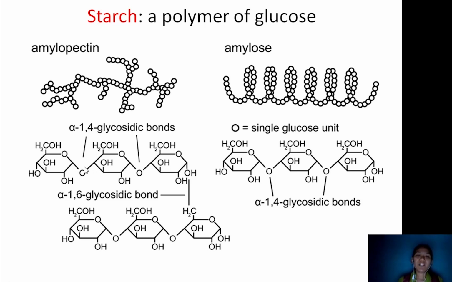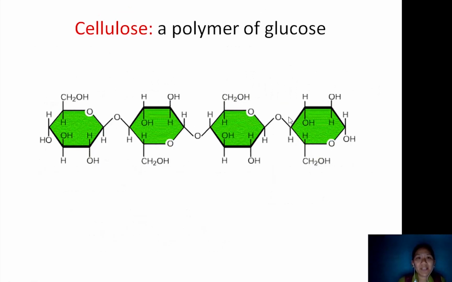So in the case of starch, since there is a pocket formed like this, when you test with iodine, it forms a dark blue color. It's all because of the structure, or you can say the arrangement or orientation, of this glucose. Now next is cellulose.